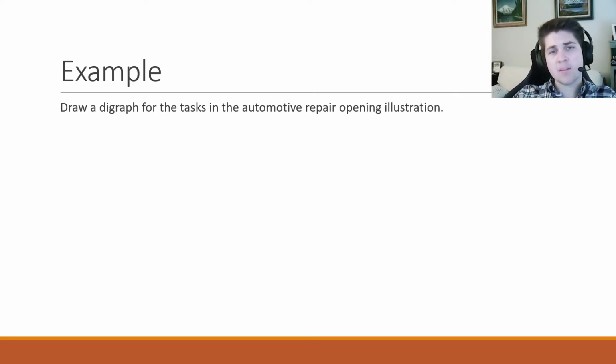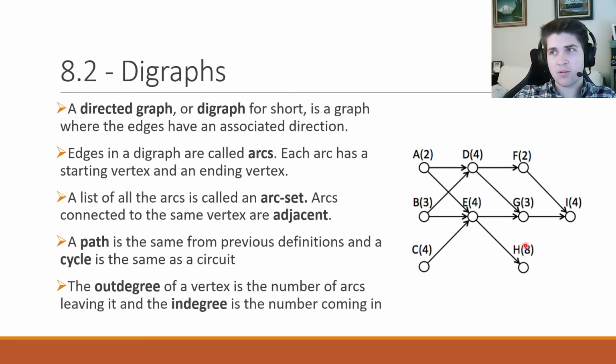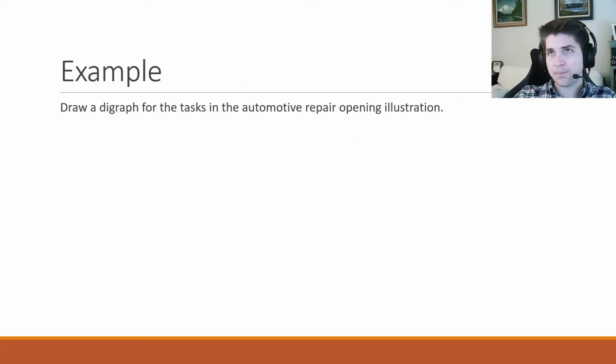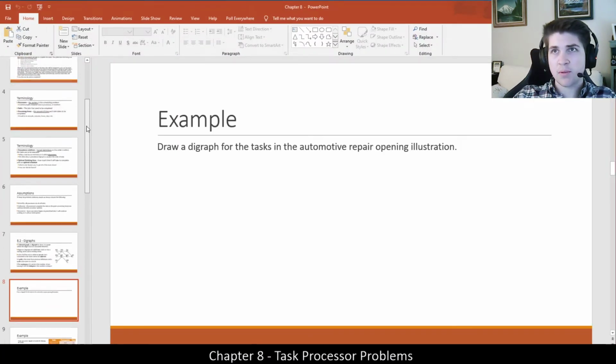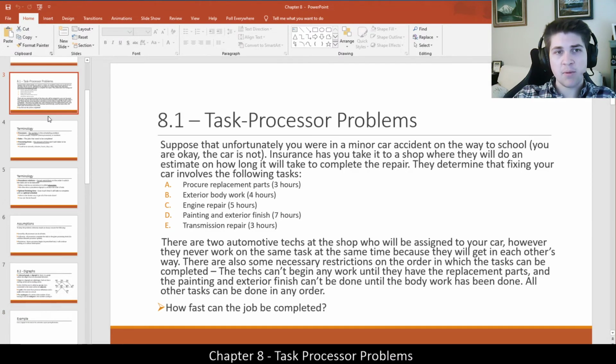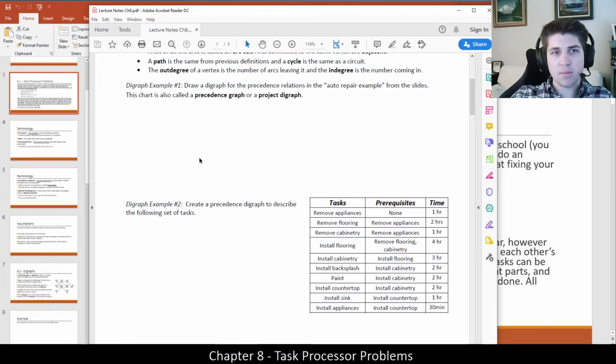So let's return to the prior example, the automotive tech problem, and we'll try to draw a digraph for it. Basically, we're going to make a series of dots and arrows to represent the necessary order in order to get our car repaired. Let me go back to the previous slide because I want to pull up that problem, and we will build it on my whiteboard. If you're looking at the packet, this question is number 1.